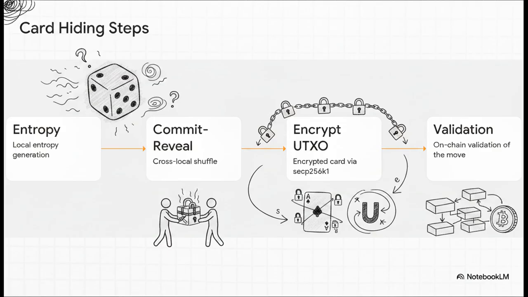Think of it like this. It's like putting a padlock on a box, passing it to a friend who adds their own padlock, and then removing them one by one. By using commutative encryption, they turn the hidden cards into encrypted digital assets. These are finally validated on-chain without ever prematurely revealing anyone's hand.